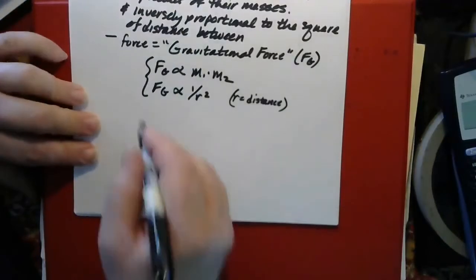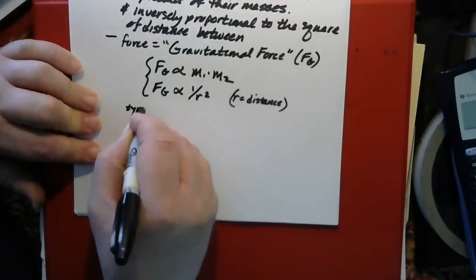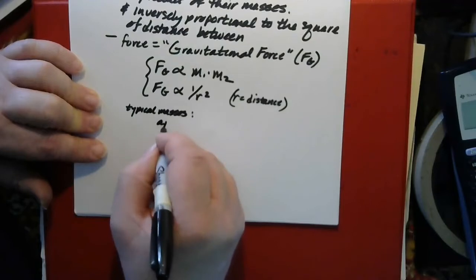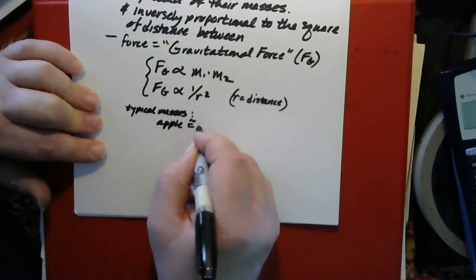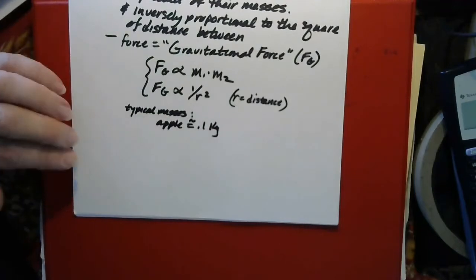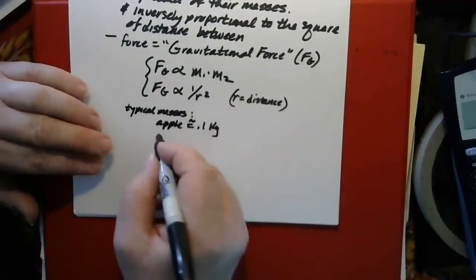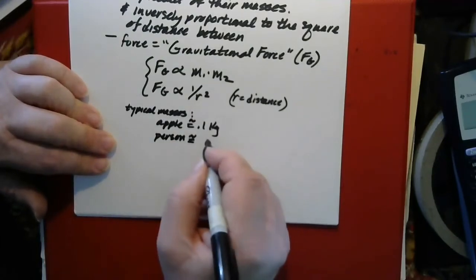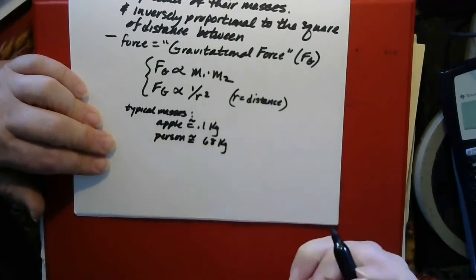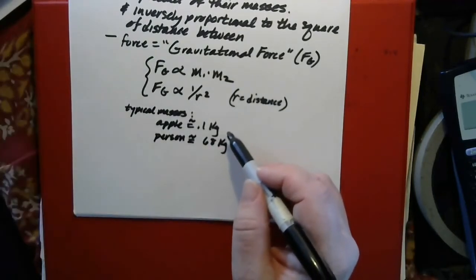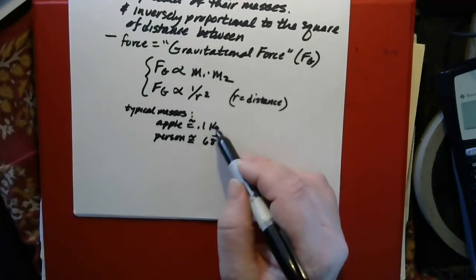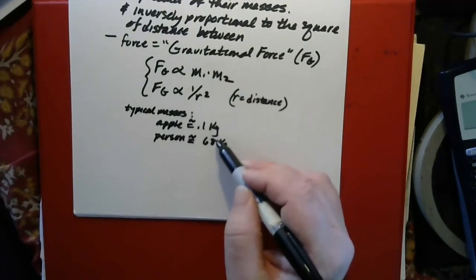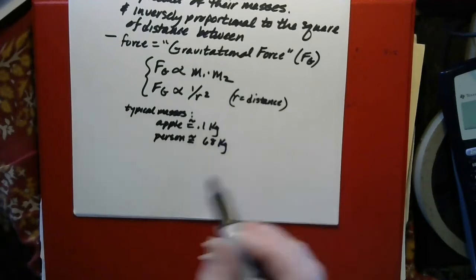And so, as a comparison for some typical masses, an apple might be maybe 0.1 kilograms, and a person, say a 150-pound person, would be about 68 kilograms. So when that apple fell on Newton's head, supposedly, it wasn't because the apple was attracted to Newton's head, because that mass times his mass would not be a very big number. And so that would not result in a very strong gravitational attraction.